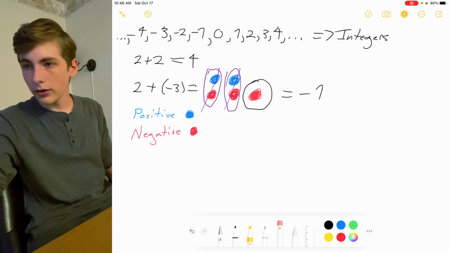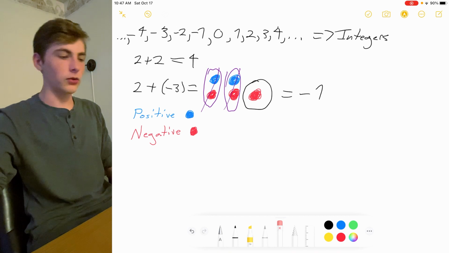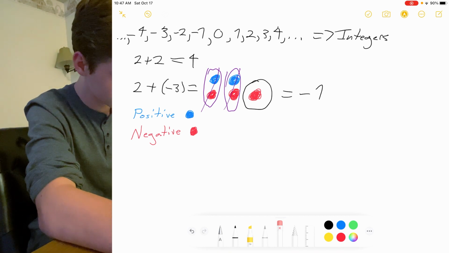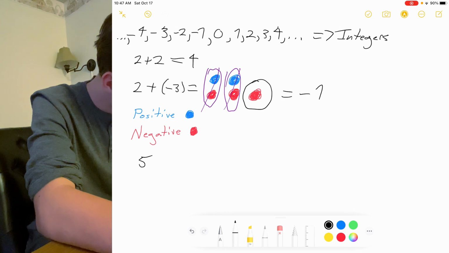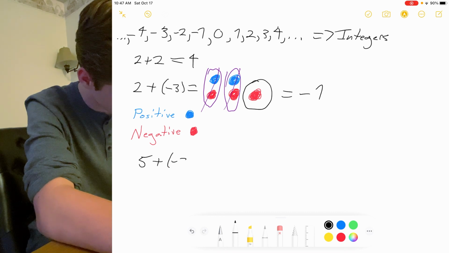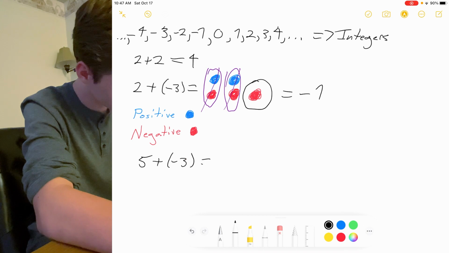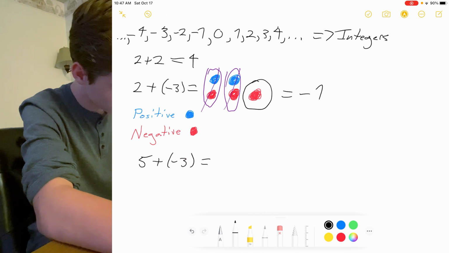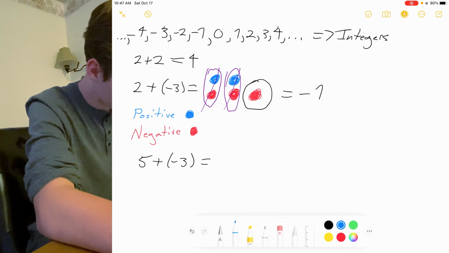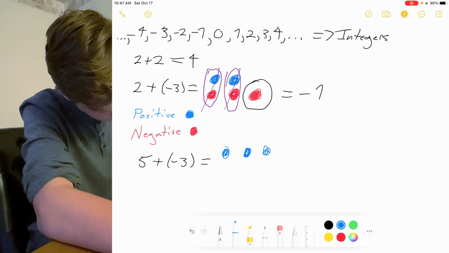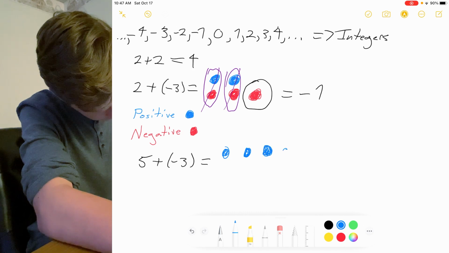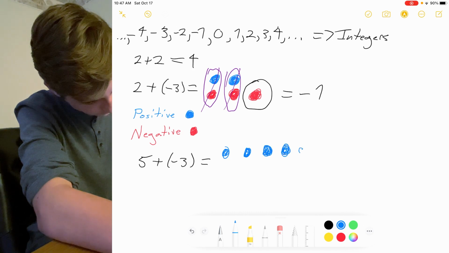Now let's say we add, and I'm taking this example from my notes. Let's say we add 5 plus negative 3, right? Well, if we use our circles here, we're going to get 1, 2, 3, 4, and 5.